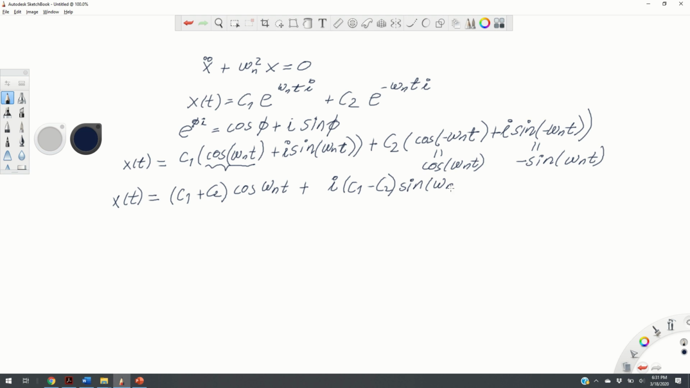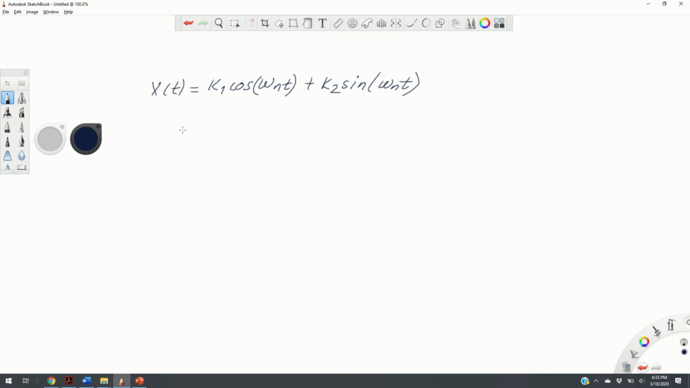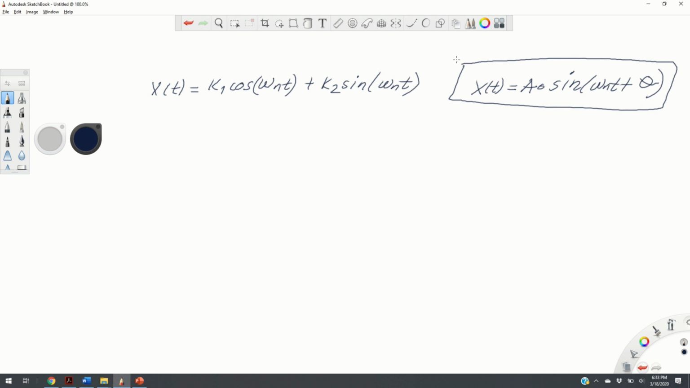sine omega n t. Now, these two constants, c1 plus c2 and c1 minus c2, we are going to simply replace with new constants. So this will be k1 and this will be k2. So our solution has the following form: k1 cosine omega n t plus k2 sine omega n t. So this is our solution. Our goal is to further simplify this expression. So we want to eventually write this expression as x of t equal to an amplitude times a sine function of omega n t plus a certain phase angle theta. This is what we want to do, since we can easily sketch such a function.